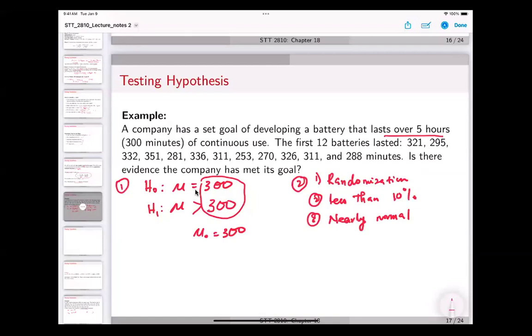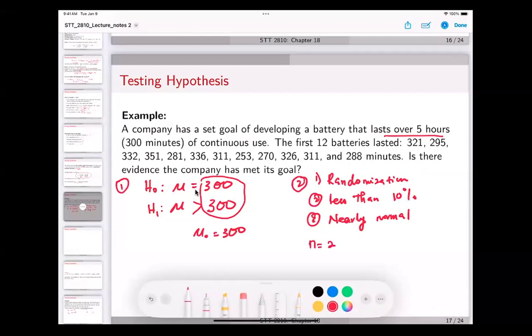So randomization, we can make that assumption because they didn't tell us how the samples were gotten. So we can assume that the samples were gotten by simple random sampling. And then, of course, since it's a company, we know that definitely they produce many, many batteries. So this 12 here is definitely less than 10% of the total batteries they produce. And for the nearly normal, the sample size n is what? 12. So let's try to input this data in StatCrunch and then construct a histogram.